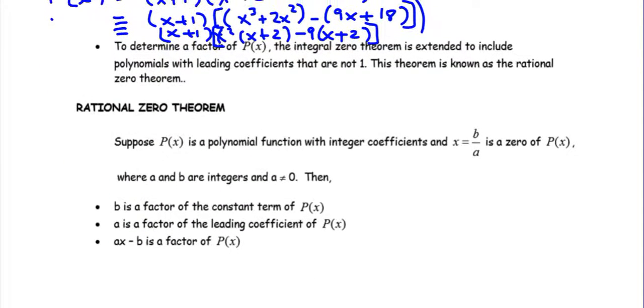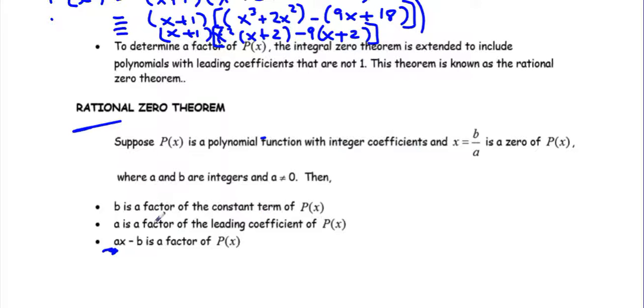Okay, we're going to talk about the rational zero theorem. This is just a version of the integral zero theorem. Integral meaning integer, rational meaning fraction. So suppose p of x is a polynomial function with integer coefficients. Basically, you don't have a leading coefficient that's 1. Your leading coefficient is not 1.